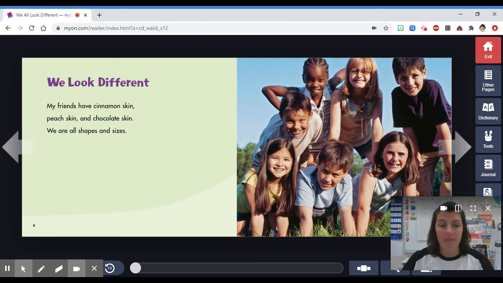We look different. My friends have cinnamon skin, peach skin, and chocolate skin. We are all shapes and sizes.